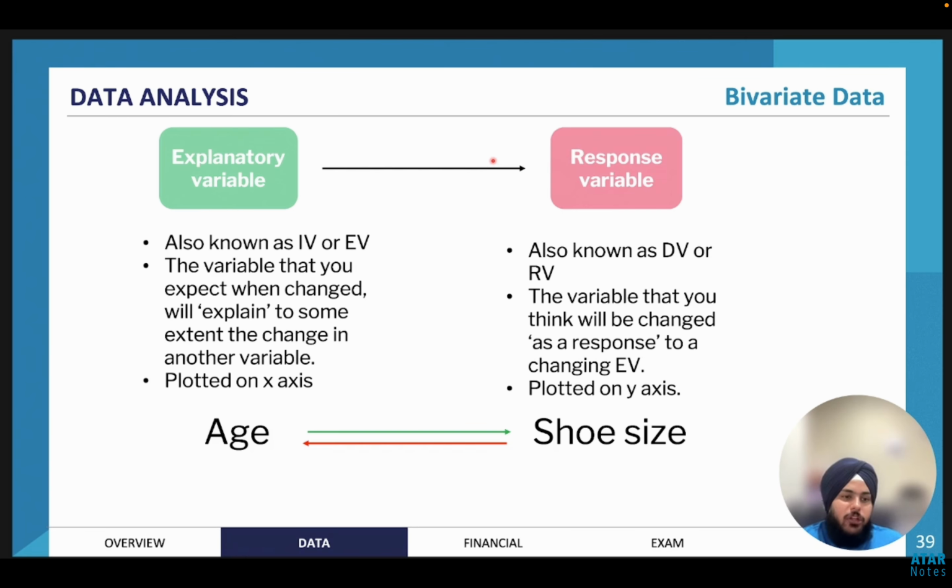Okay, so explanatory variable, also known as the IV or the EV, is the variable that you're going to change whenever you're doing a study. So it's usually represented on the x-axis of any type of graph that you might use to represent this data. And the response variable is what's going to be affected by changing the explanatory variable. So for example here, shoe size will be affected by age. So therefore age is the explanatory variable and shoe size is the response variable.